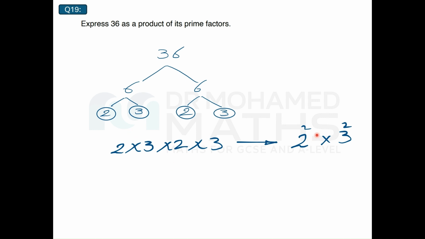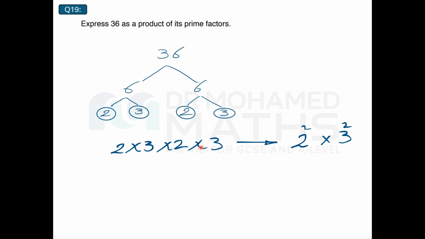But this is the same case that I mentioned here. Sometimes the question asks to get the product of prime factors, which is this one, but might ask you to put it into index form, which is this one. What does index form mean? 2 here, how many times repeated? 2 times. That means I can write 2 to the power of 2. What does the power of 2 mean? That means it's repeated itself 2 times. Remember this. We're going to use this a lot afterward.